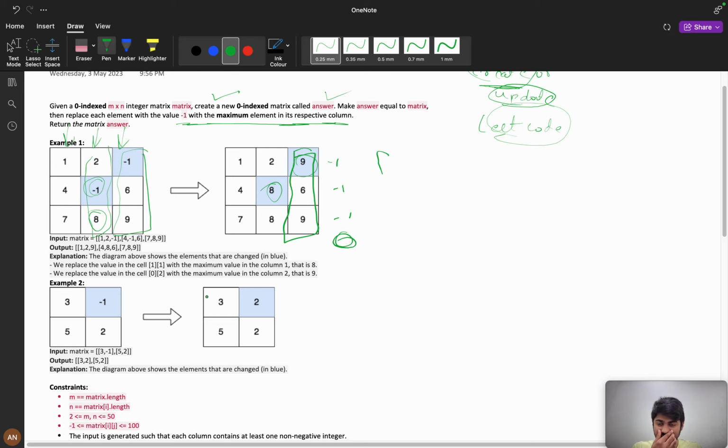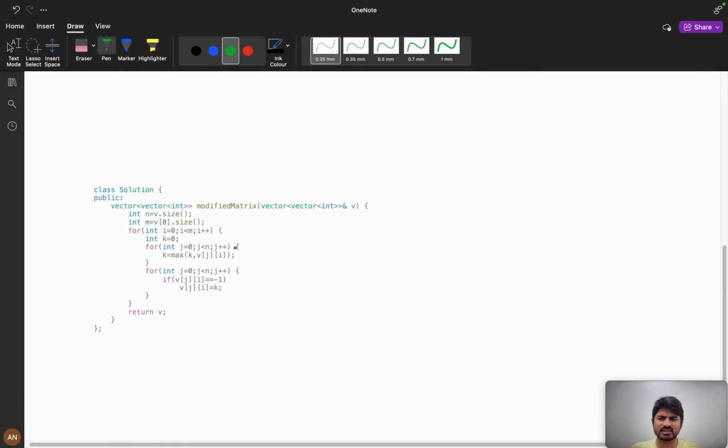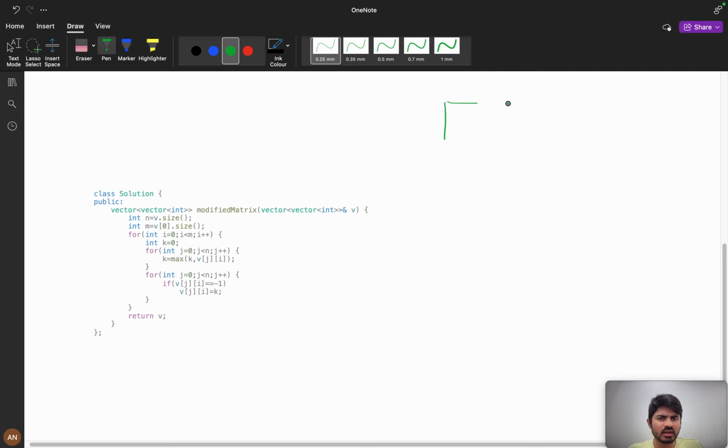And you can think about yourself how you can solve this problem. It's a simple matrix problem. So I think you have tried for a couple of minutes. Let's understand. Here, given a matrix, we need to go column wise.